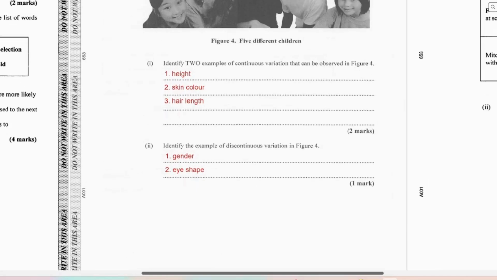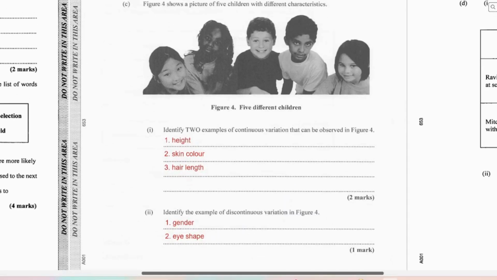Next, identify the example of discontinuous variation. So discontinuous variation here, looking at this picture, especially with it being in black and white, what could we visibly see from this image? What we can see is gender. Gender isn't a range. Gender is male or female. So you can see that here. Yes or no? Do you fall under male? Do you fall under female?